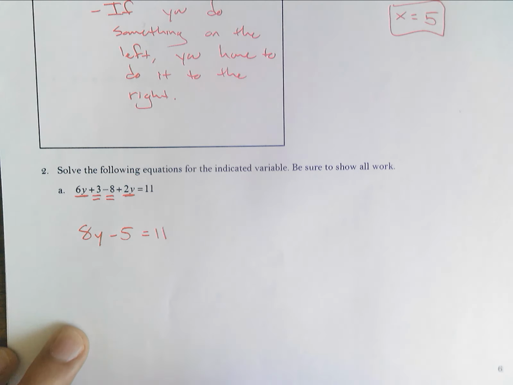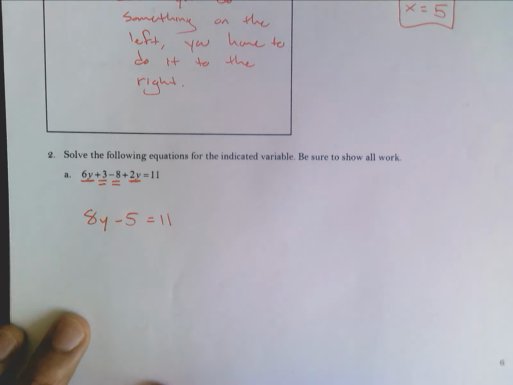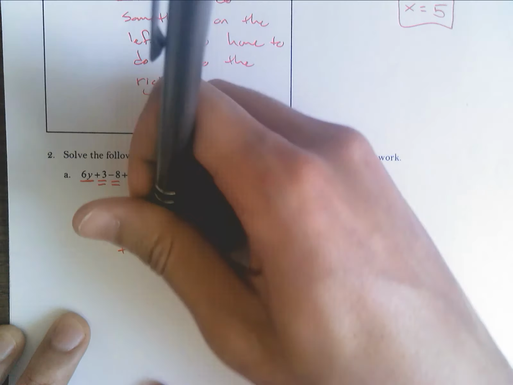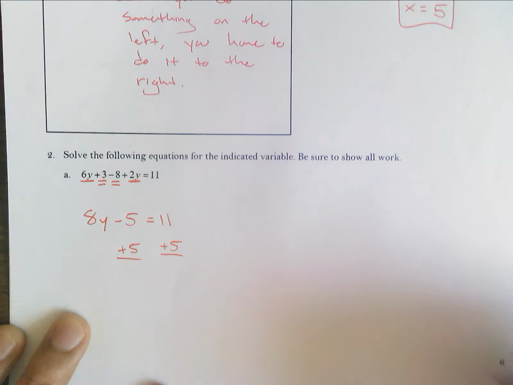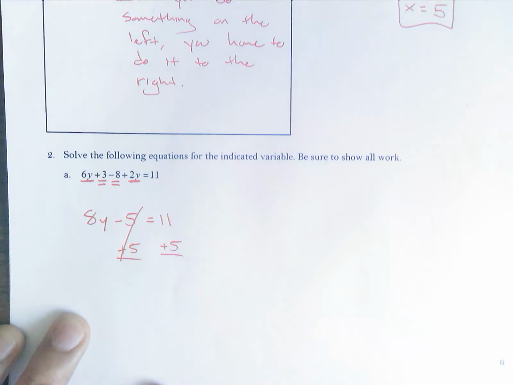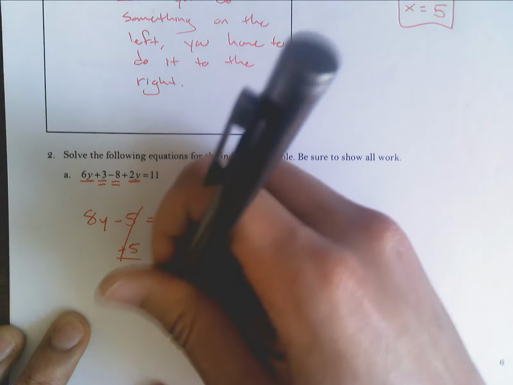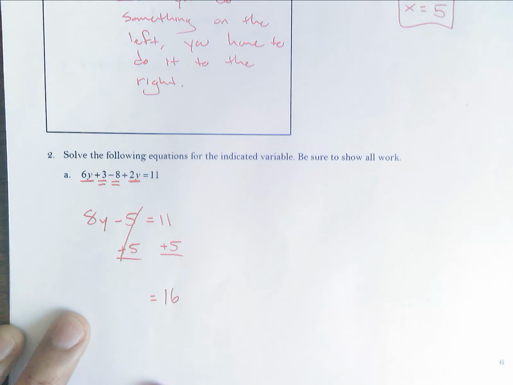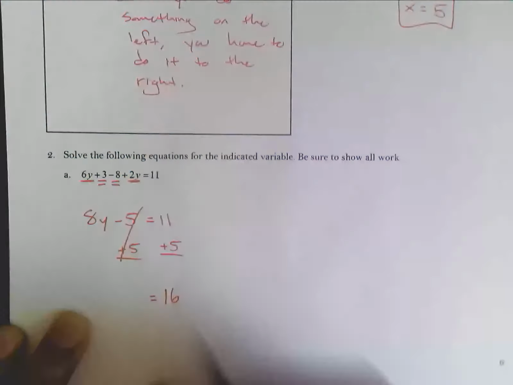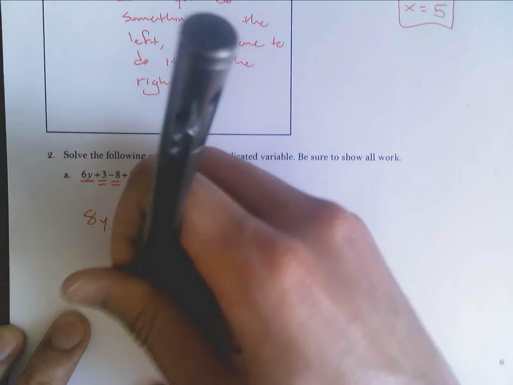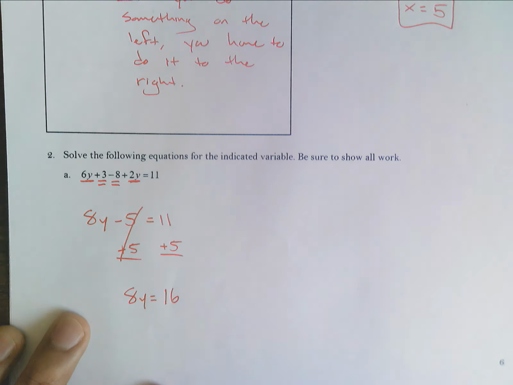Okay, so this is more like what we've seen. We've got a minus 5, so the opposite of that is plus 5. We do that to both sides. The minus 5 and plus 5 cancel. 11 plus 5 is 16. So then we have 8y, we bring that down, equals 16.